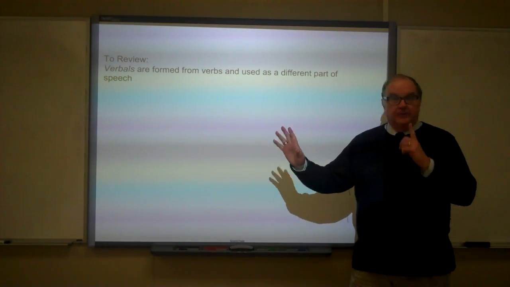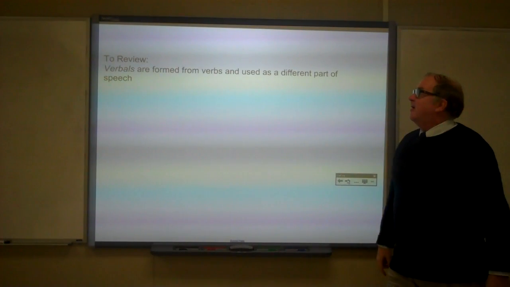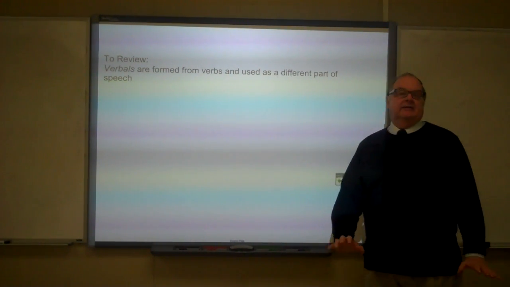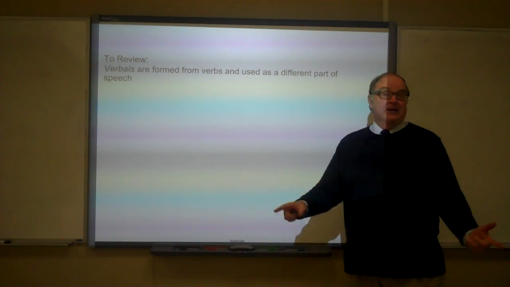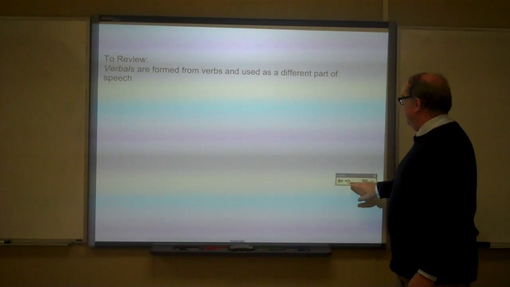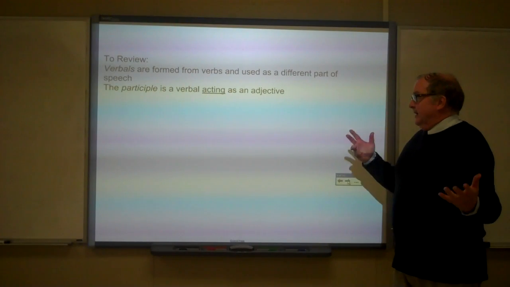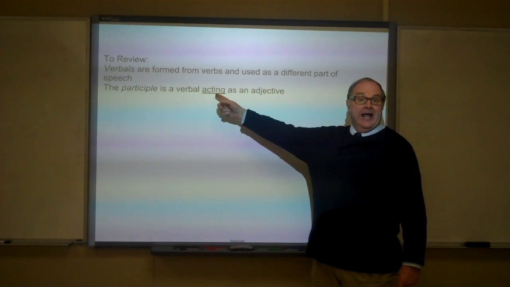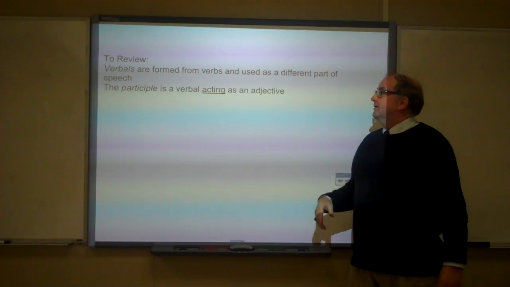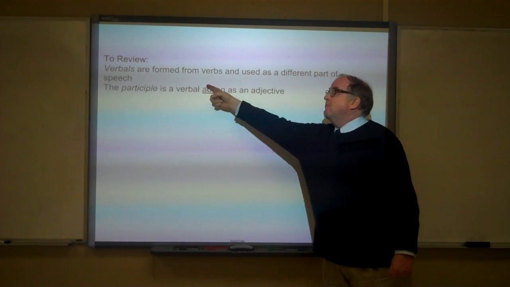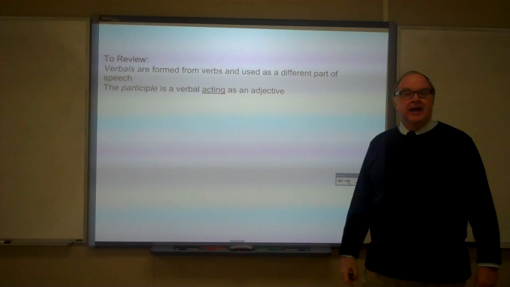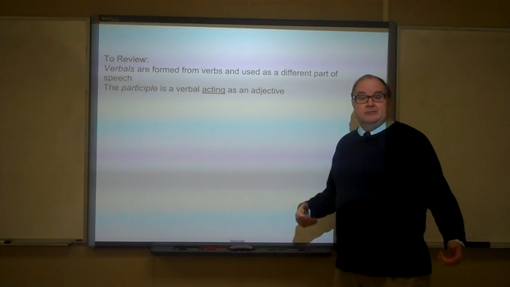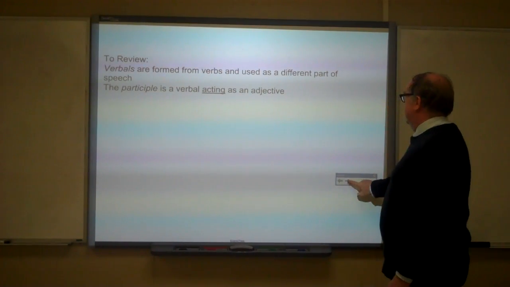First, just a little review. Verbals, remember, are formed from verbs and used as a different part of speech. So verbals are verbs that are not verbs. The participle is a verbal acting as an adjective. In fact, the word acting here is a participle. It's modifying the noun verbal. So it is a participle formed from the verb to act.